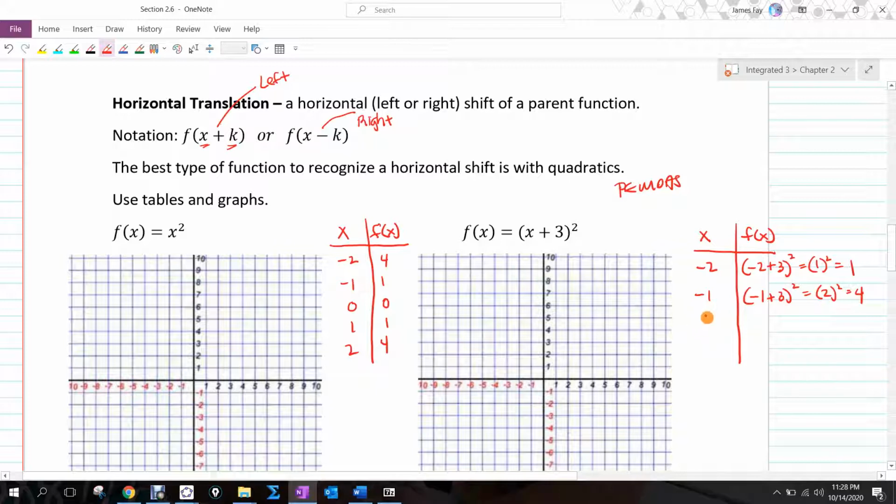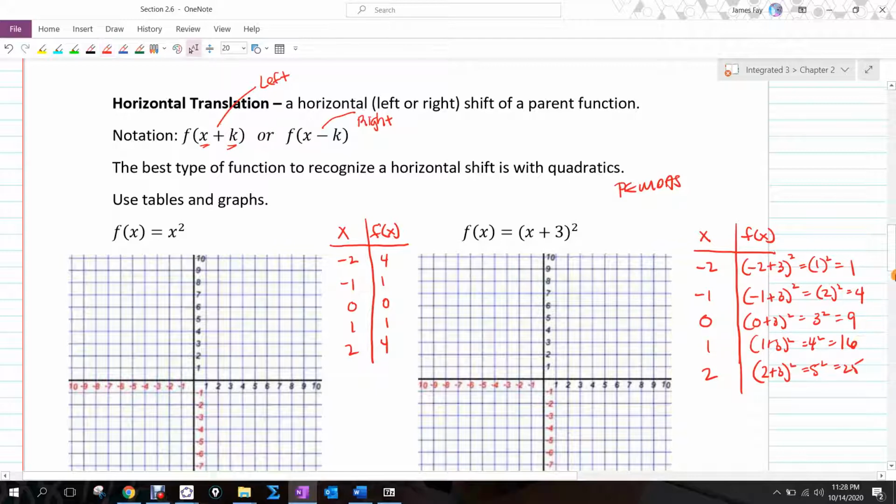If I try 0, it'd be 0 plus 3, which would be 3 squared, gives me 9. Try 1. 1 plus 3 squared, 4 squared is equal to 16. And then we'll go 2. And I will get 2 plus 3 squared. So it gives me 5 squared, which is 25.